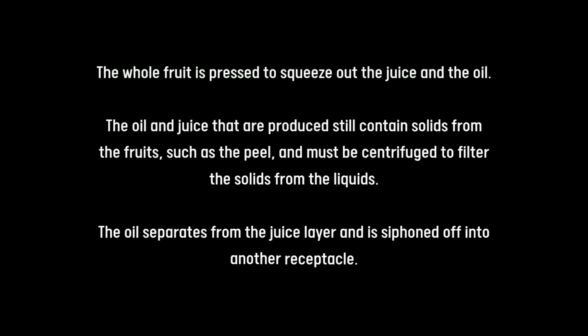The whole fruit is pressed to squeeze out the juice and the oil. The oil and juice that are produced still contain solids from the fruits, such as the peel, and must be centrifuged to filter the solids from the liquids. The oil separates from the juice layer and is siphoned off into another receptacle.